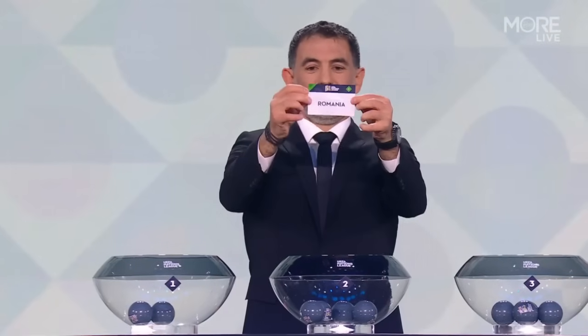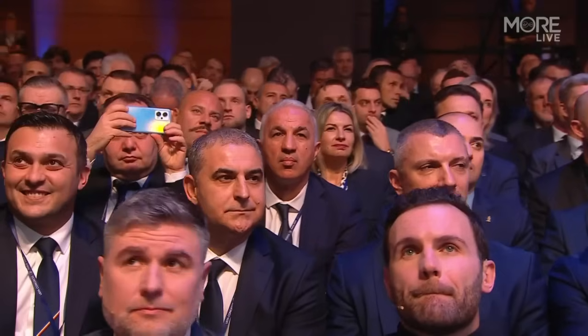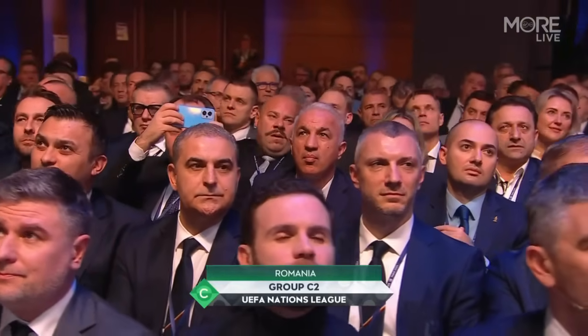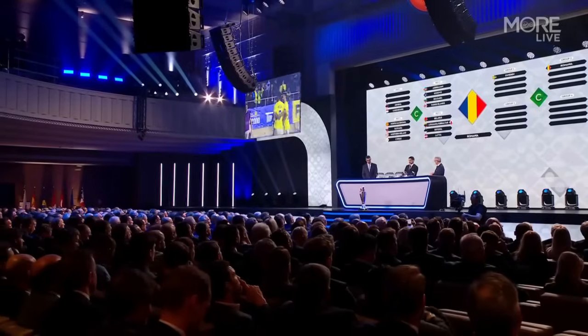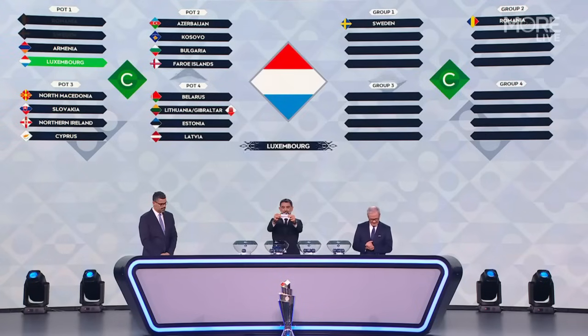Let's see now the team which will join Group C2. Romania. That's the turn of Romania. C2 for Romania, which was promoted in their last League C participation, which was in 2018-2019. So after Romania, for Group C3, Luxembourg. We have now Luxembourg, ready for their playoff match soon in March. Group C3 for Luxembourg. Third successive time in this League C.